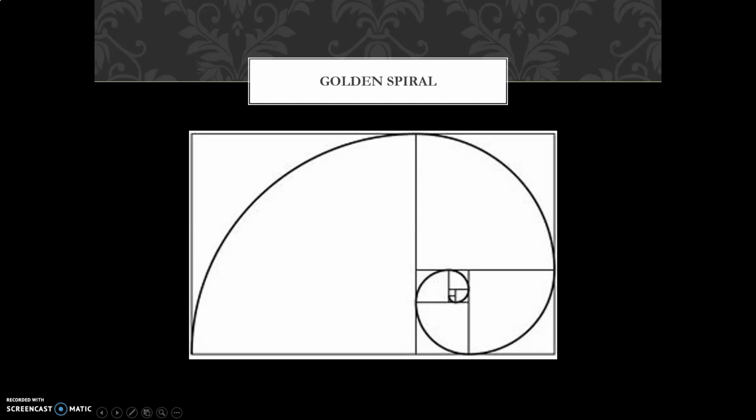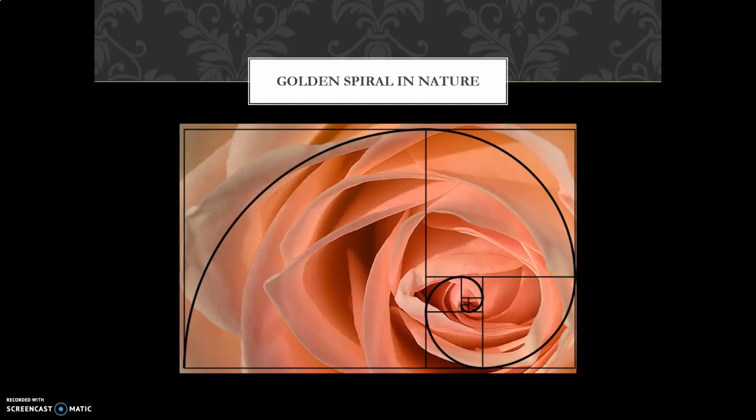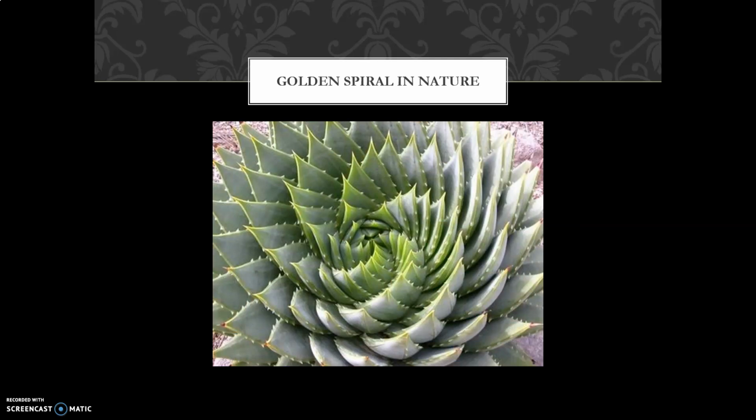And this again is found throughout nature, especially in plants. You see that very commonly. Here's a perfect golden spiral juxtaposed with a rose. And so you can see the way a lot of plants spiral around, and they're following these proportions.